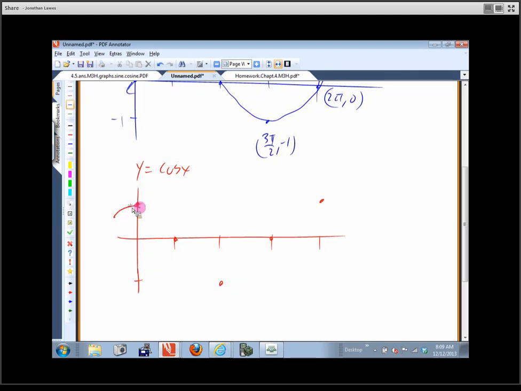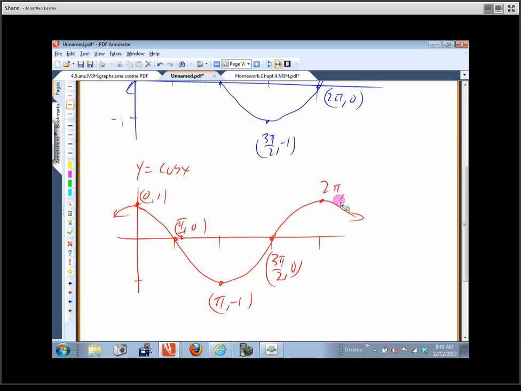So it goes like this, kind of levels off for a second, comes down here, levels off for a second, goes up here, levels off for a second, then goes like that. So just put arrows on the ends. This is 0, comma 1. This is pi halves, comma 0. This is pi, comma -1. 3 pi halves, comma 0. And this is all the way around the circle, full circle, 2 pi, comma 1.